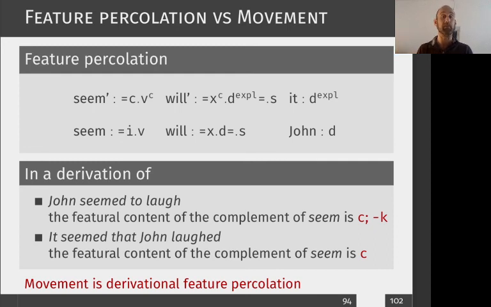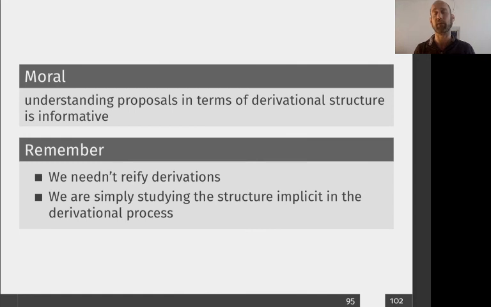If we compare that with seem prime and seem above, what there I was calling V superscript C is here derivationally V semicolon -k, and what I was calling V is here V. Okay, so the actual feature percolation is pushed into the derivational process. This is neither good nor bad, it's just explaining that this feature percolation strategy isn't an alternative to movement, it's the same idea as movement. Movement just implements it differently. Okay? So what I would like to draw from this as a moral is that understanding proposals in terms of derivational structure is informative. Okay?